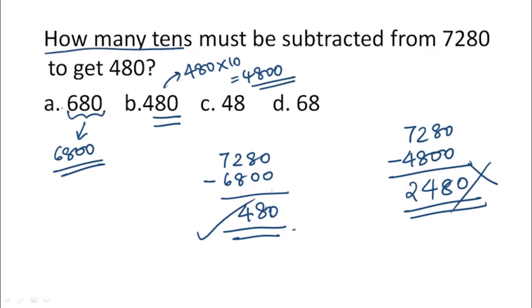So here, when I say the correct answer is option A, I am saying 680 tens has to be subtracted from 7,280 to get 480. Okay, so the correct answer here is option A.